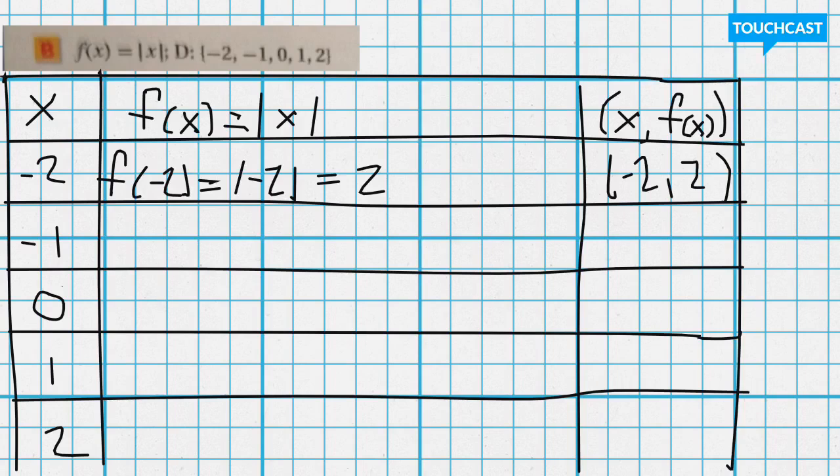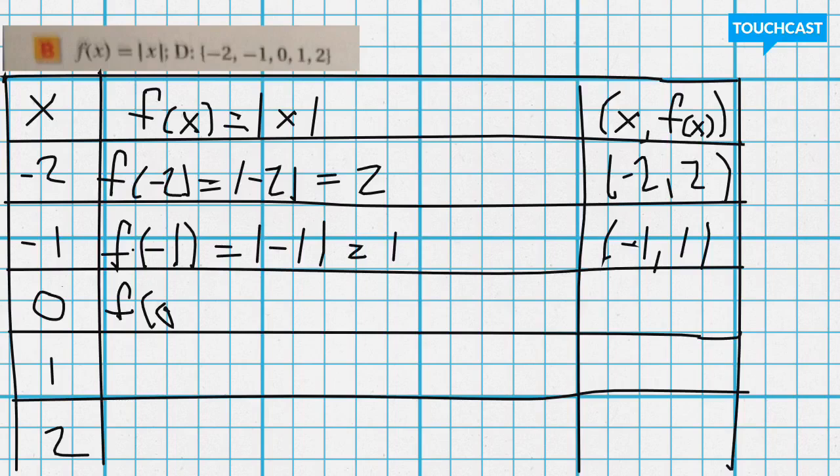Let's do that with the other x values. F of negative 1 is equal to the absolute value of negative 1. Negative 1 is 1 unit from 0, so the f of negative 1 is 1. So we've got the ordered pair negative 1, 1. F of 0 is the absolute value of 0, and 0 is 0 units from 0, so our ordered pair is 0, 0, or the origin.